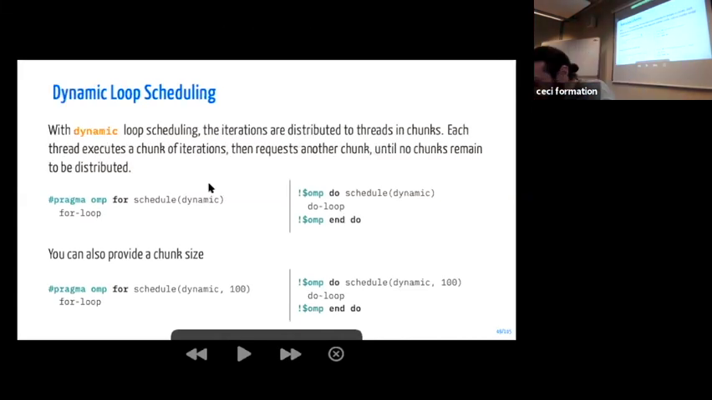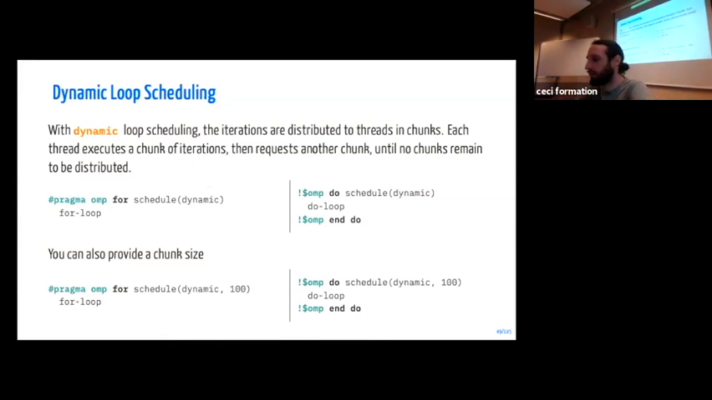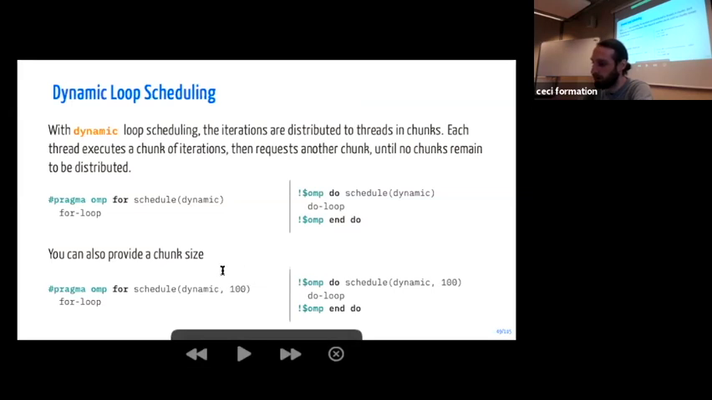With the dynamic loop scheduling, the iterations are distributed in chunks and then assigned to the threads. But when a thread finishes the chunks that were assigned to it, then it requests another chunk, until no chunks remain to be distributed. Again, you can optionally define a chunk size if you want. Basically, you just divide your loop in chunks, and then each thread will execute, and when it finishes its work, it asks for new chunks.